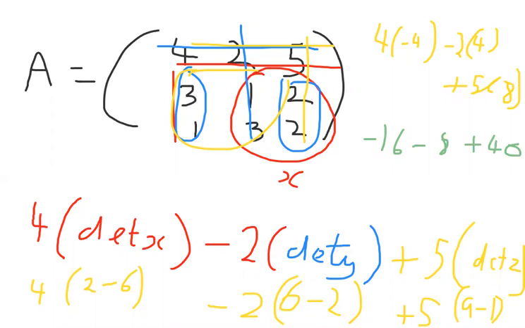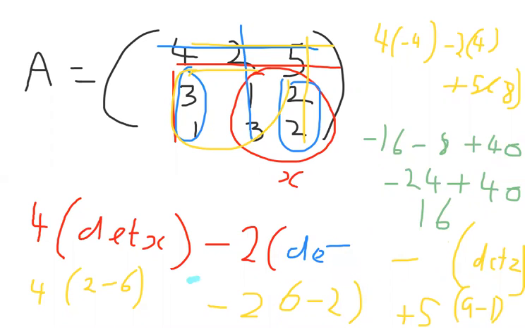I'm just going to double check that using my calculator. So we have minus 16 minus 8, so minus 24 plus 40, which does indeed give us 16. And that's your answer. Determinant of A is 16.